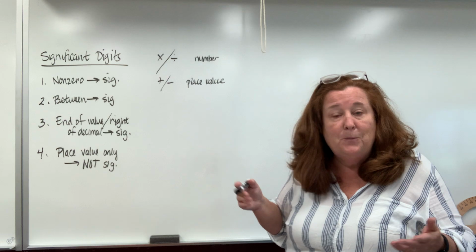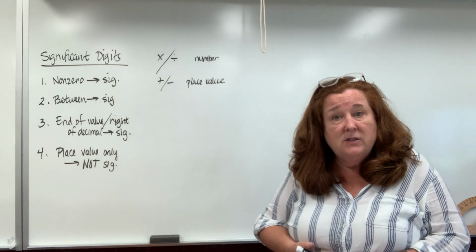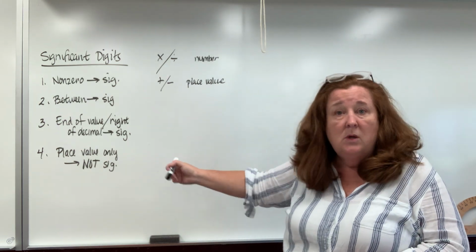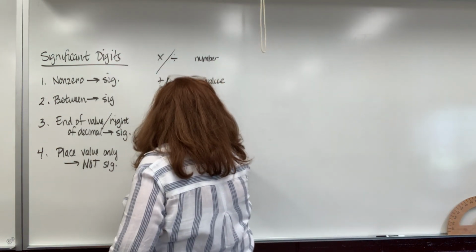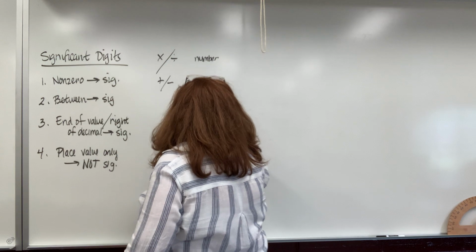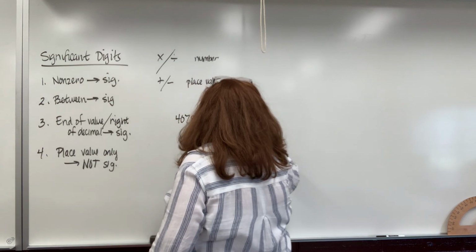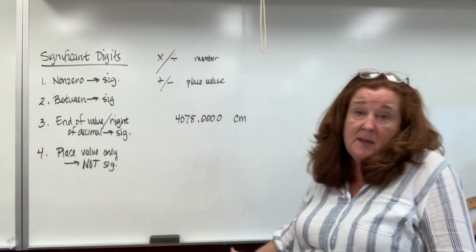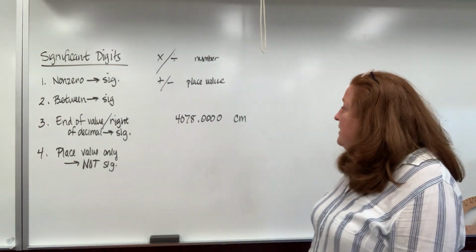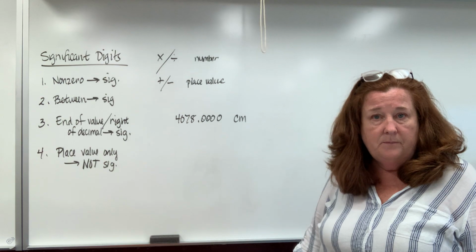So this is what we do. When we want to determine the number of significant digits, I'm going to run through these rules with an actual number. Let's pretend that this is a measurement. I don't know who took it, I just made it up. So we have 4,078, but then we got a whole lot of other stuff going on.